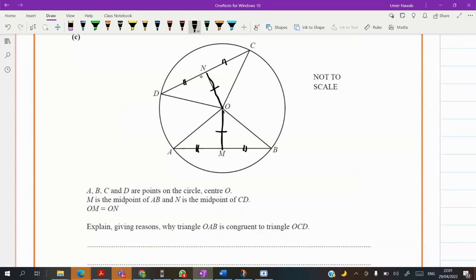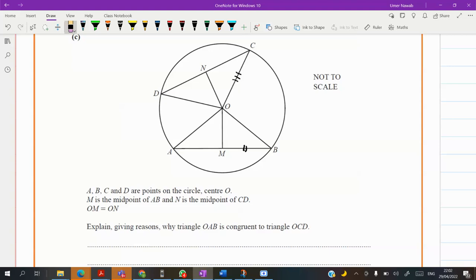According to the property, this must be 90 degrees. And I can say that OA is the same as OD because this is radius and this is also radius. Why is triangle OAB congruent to OCD? Clear, boys? So which property should we mention over here?